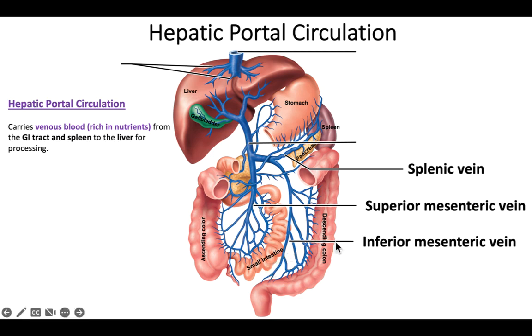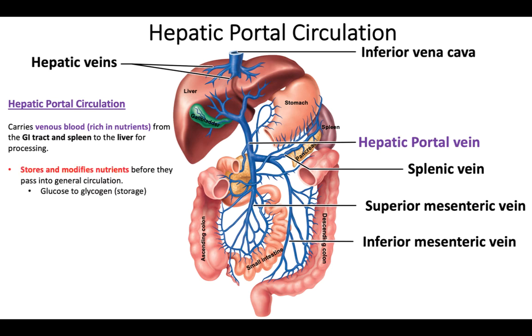But notice if you follow all of these three veins, that blood eventually enters this vein here called the hepatic portal. And that brings it into the liver, and then the liver does its thing with that blood. So what is that thing? Well, it's going to store any nutrients. So again, maybe you have a lot of glucose because you ate a birthday cake. You don't want all that glucose to go systemically. So you're going to store it as glycogen. Glycogen is a stored form of glucose.